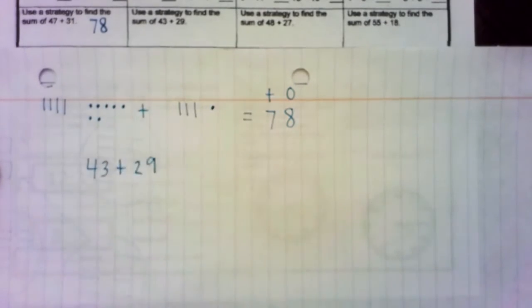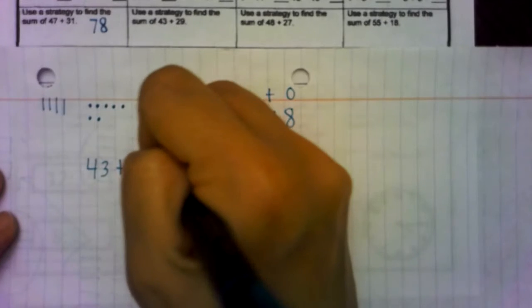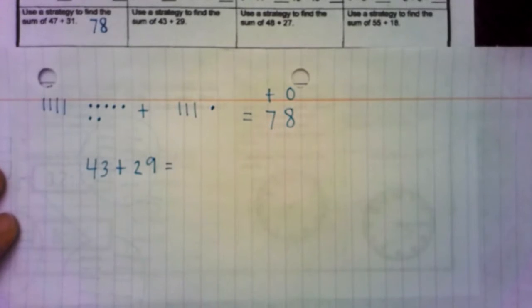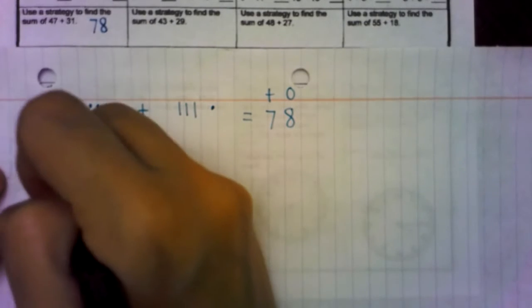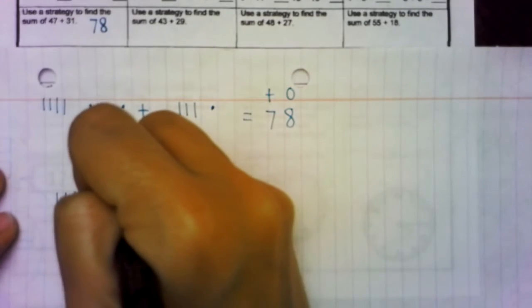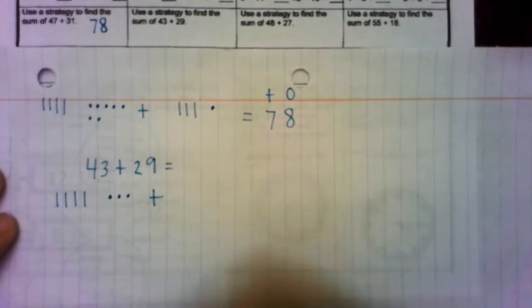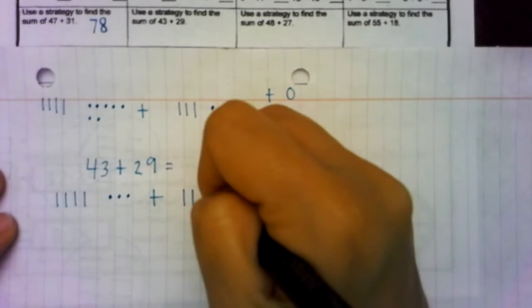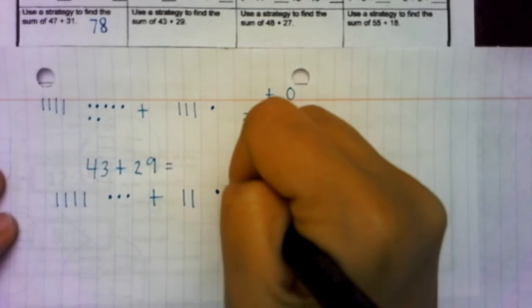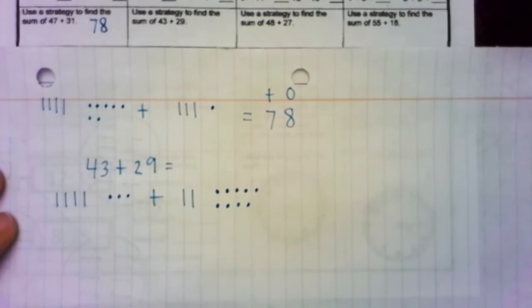You could do this on a piece of paper, or you could turn over and use the back of your paper. 43 plus 29. Okay, I'm going to draw this out. So I'm going to draw out my 4 tens and my 3 ones. And I'm going to add my 2 tens and my 9 ones. Okay, now I have all that drawn out.